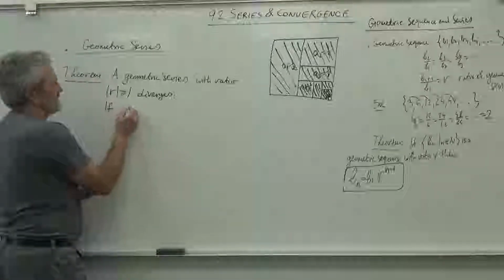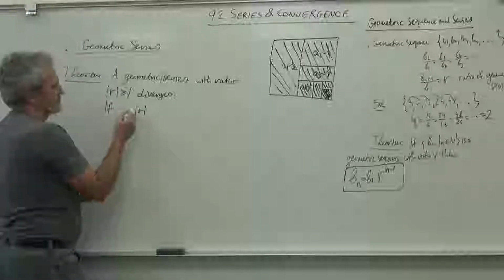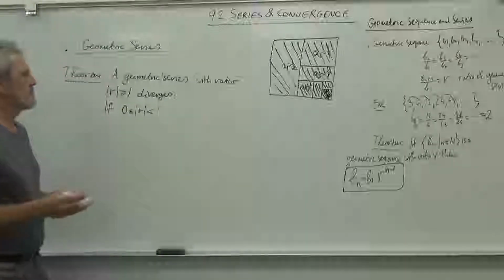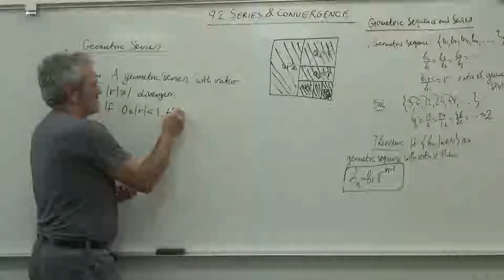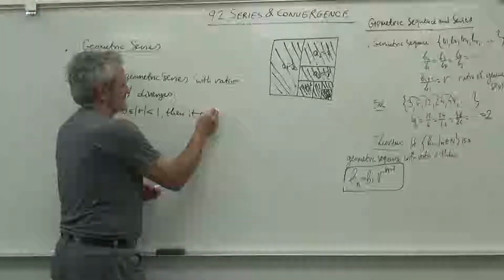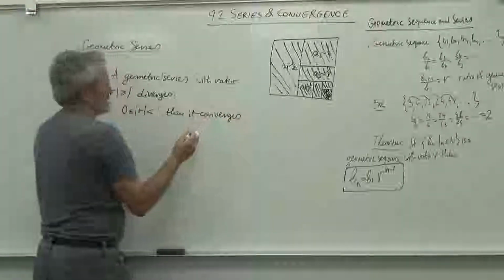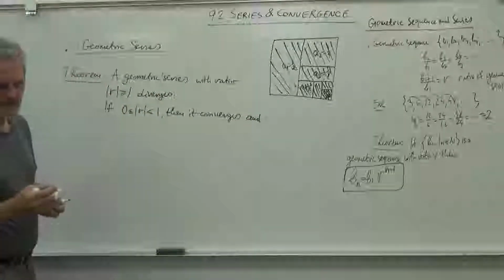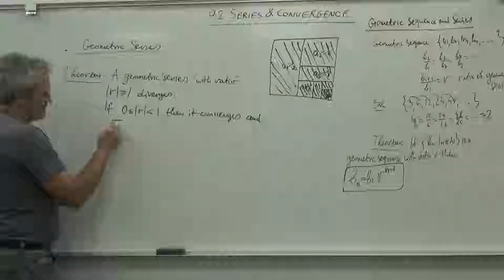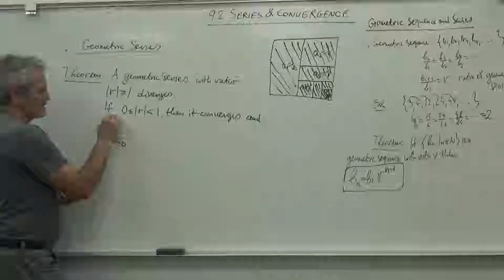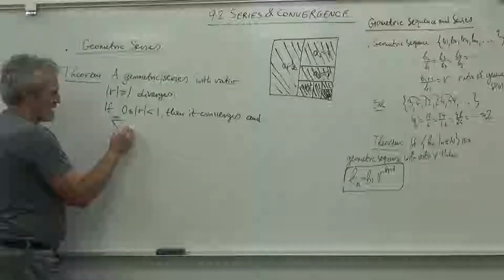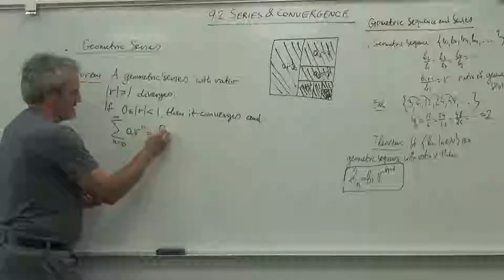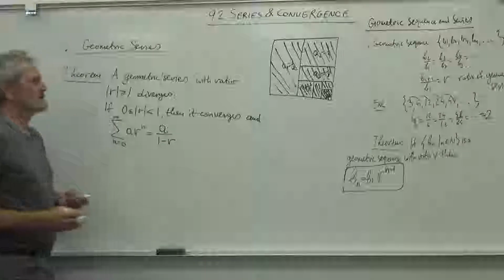If the absolute value of r is less than 1 and greater than or equal to 0, then it converges, and the sum when n goes from 0 to infinity of a r to the n equals a over 1 minus r.